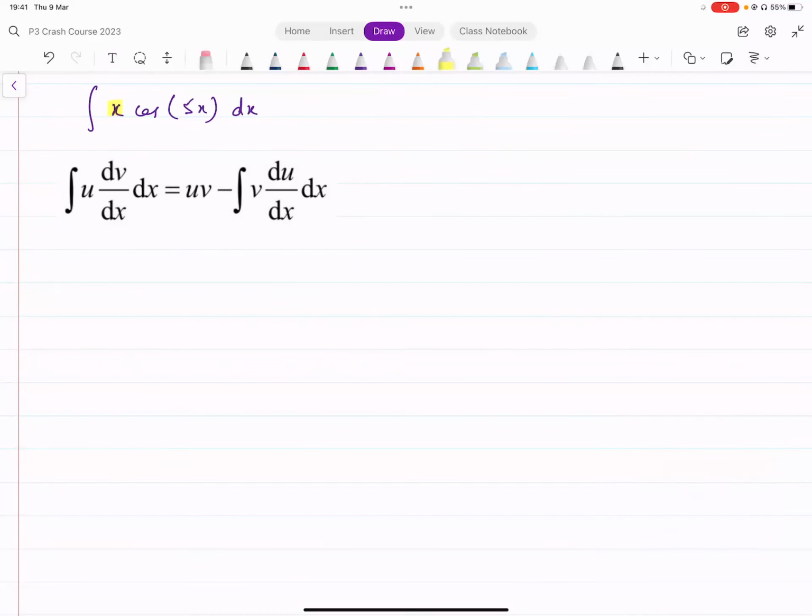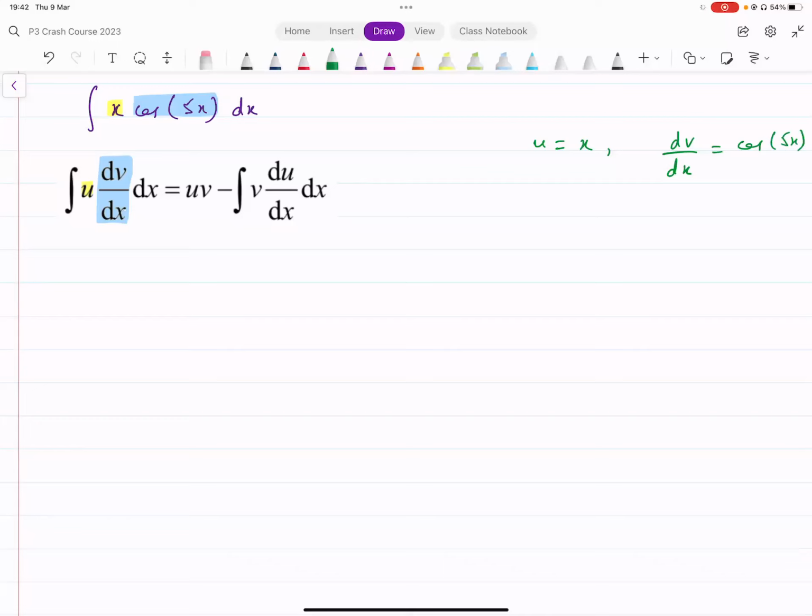You say x is u and cos of 5x is dv over dx. Okay, again, for now, just trust me. This is what we're going to use as u, and this is what we're going to use as dv over dx. We'll learn how to choose between the two. For now, I'm just saying u is x and dv over dx is cos of 5x. Let's write that down on the side here. u is x and dv over dx is cos of 5x.